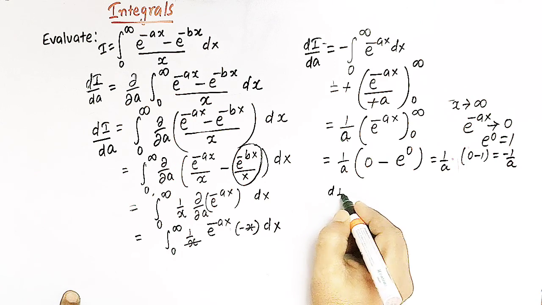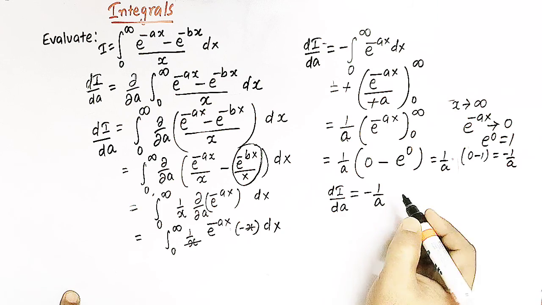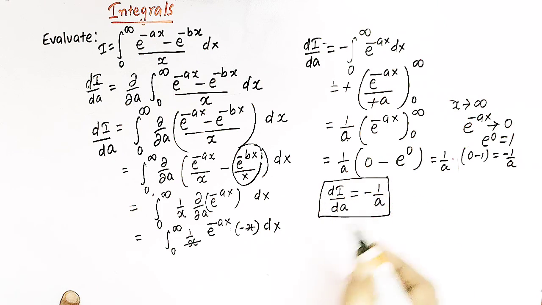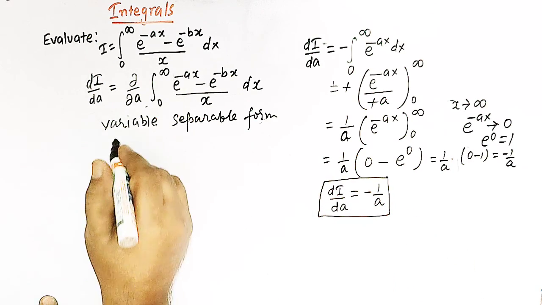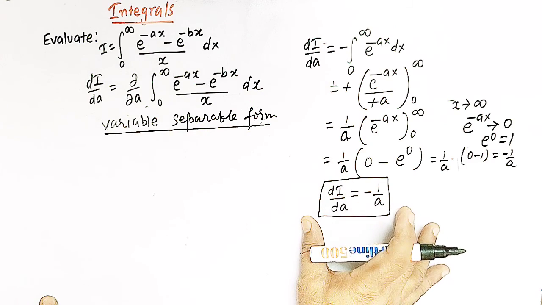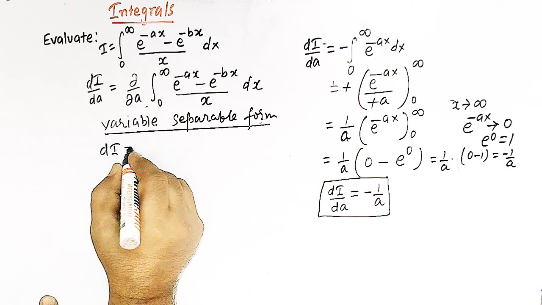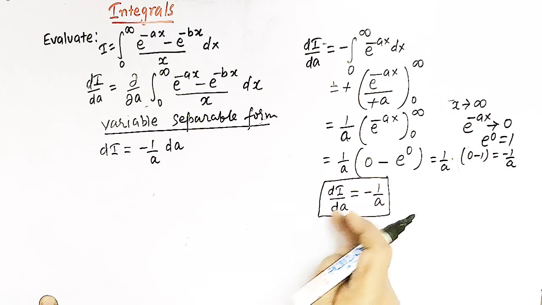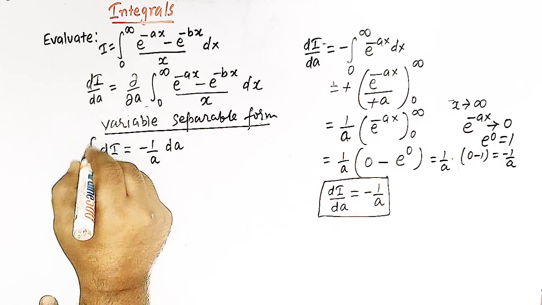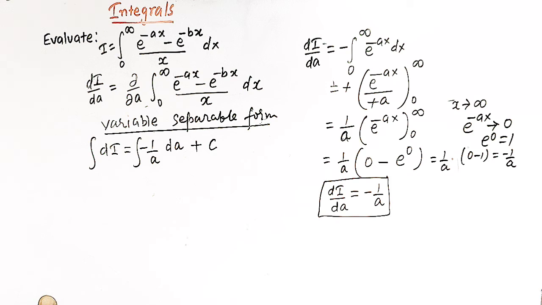So now we have dI over dA is equal to minus 1 over a, and this is a first order and first degree differential equation. So now this is a variable separable form of differential equation. So separating the variables, we have dI, and here we have minus 1 over a dA. Now integrating both sides, and here we have c as the constant of integration.